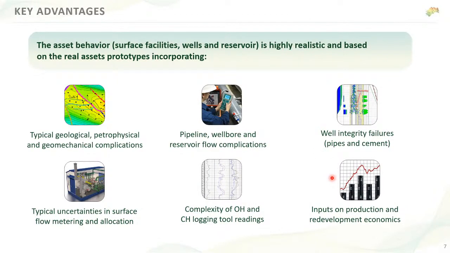So the key advantages are that this asset behavior is very realistic. You have the typical geological and petrophysical complications, and then the flow complications. You can put in well integrity failure, in the sense that if you put too high a drawdown on the well, you could create a channel behind casing. The MSDP can account for that also. And as we saw, it could create the open hole log and cased hole log readings, as well as it has all the inputs on the production and the redevelopment economics.